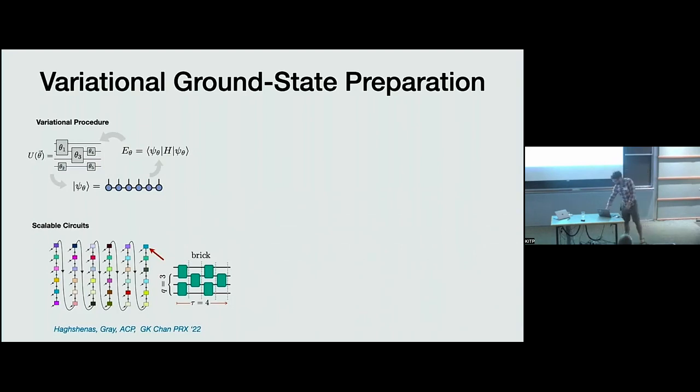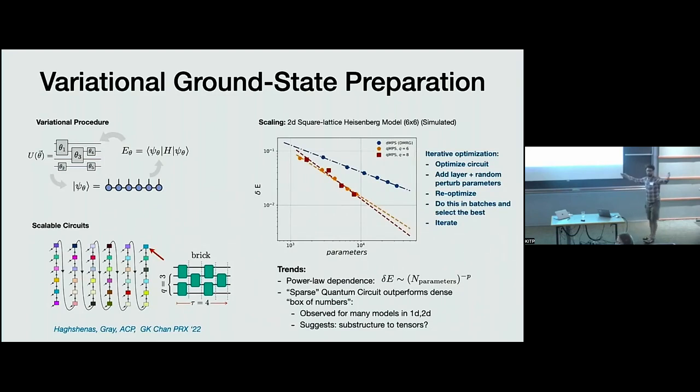If you just try to optimize this all at once, it fails miserably. But if you build the circuit up layer by layer and use the optimized result from the previous layer to seed the optimization of the next one, maybe with a little randomness and a couple of other tricks that we describe in the paper, you can actually optimize circuits with a large number of parameters without getting trapped in local minima, just empirically.